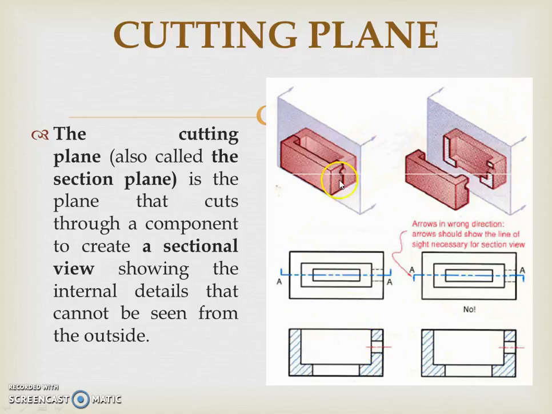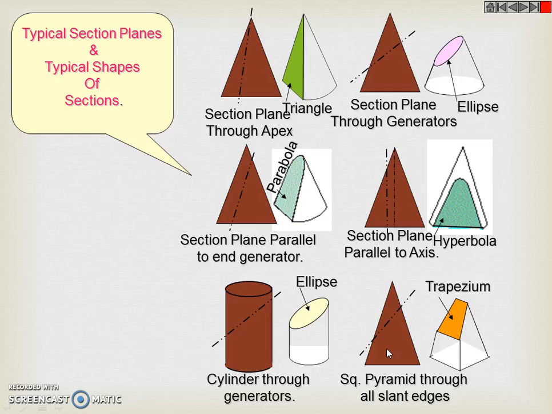So this plane cuts the object into two parts. This portion here in this figure is what we will see in the sectional front view. The cutting plane indication we show by a single line, with long and short dashes, and the direction of cutting. The direction of cutting is upward, so we show it in the upward direction. So this is the representation of the cutting plane, and the opposite view of the cutting plane is the section view.